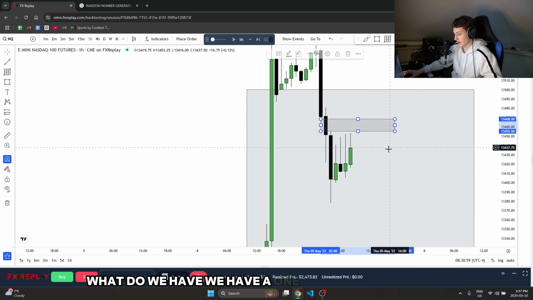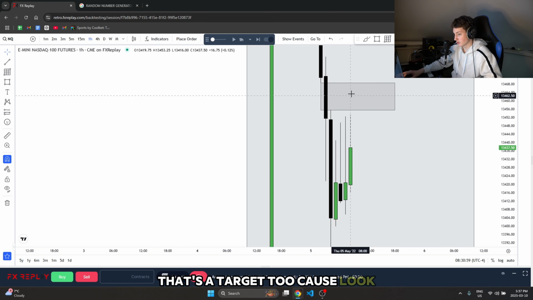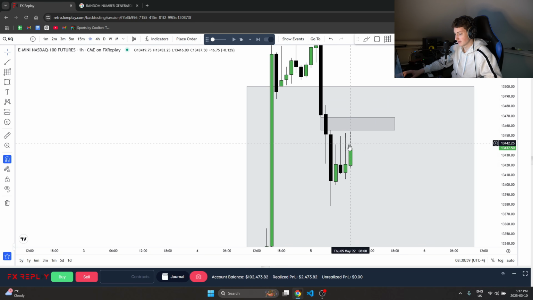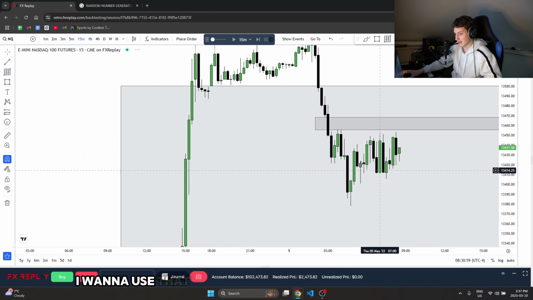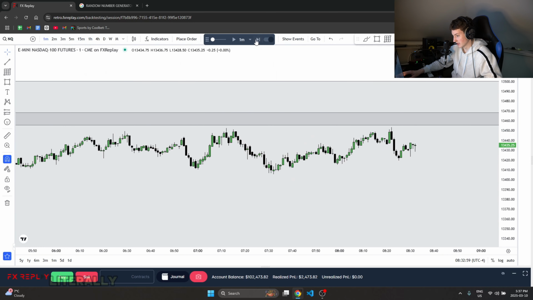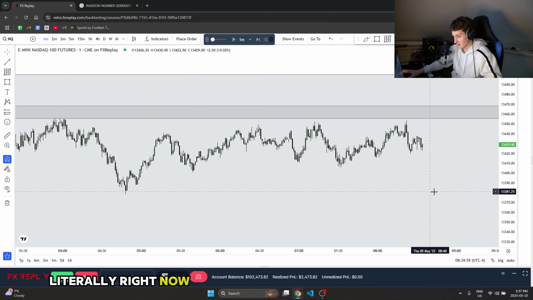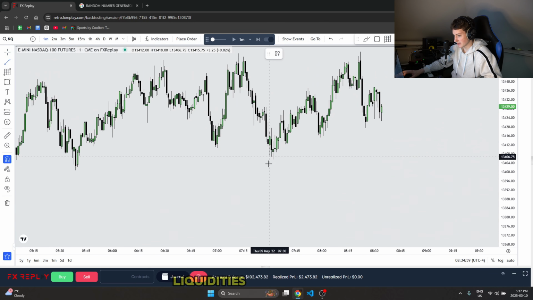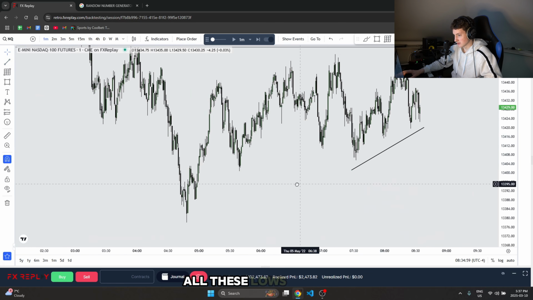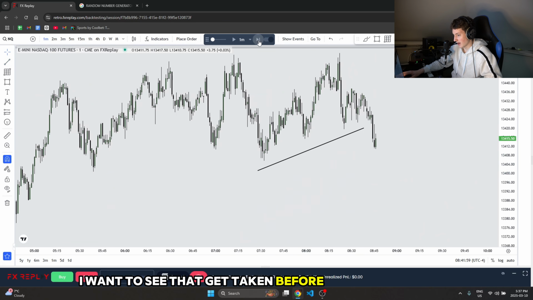What do we have? We have a 1-hour fair value gap here. That's a target too, because look, we've never tapped into that, okay? I want to see that tapped into. I want to use that as a potential target if we don't hit it literally right now. What I'm seeing is low resistance liquidity to the downside. All of these lows lining up. I want to see that get taken before I ever take a trade.